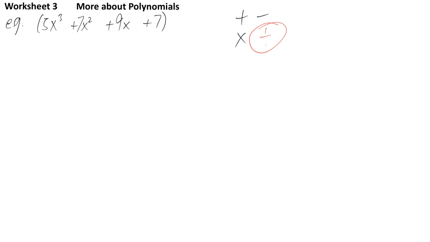So, in the previous video, we had a very quick revision of addition, subtraction, and multiplication of polynomials. Now it's time for us to learn how to divide polynomials. An example is 5x power 3 plus 7x power 2 plus 9x plus 7, divided by something like x plus 1.